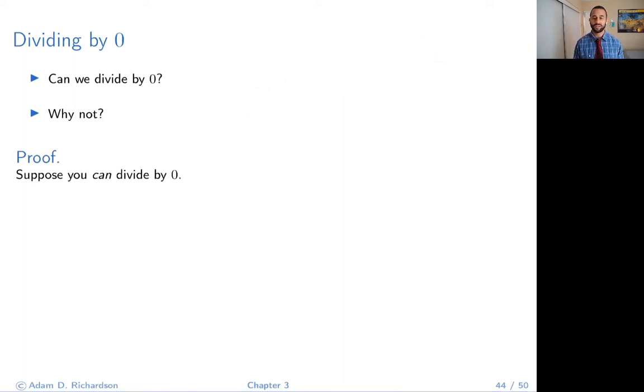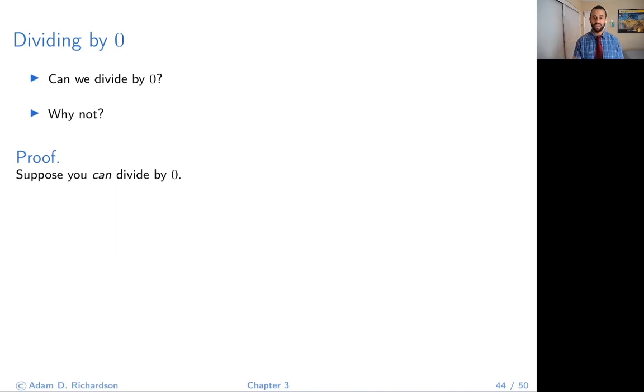What we're going to do is a proof by contradiction. So we're going to suppose that you can divide by zero, and then we're going to derive a contradiction, which means that we're going to end up with something that's not possible. So we're going to assume that we can divide by zero, and then show that that leads to something absolutely absurd, all right? And that means that our original assumption must have been wrong.